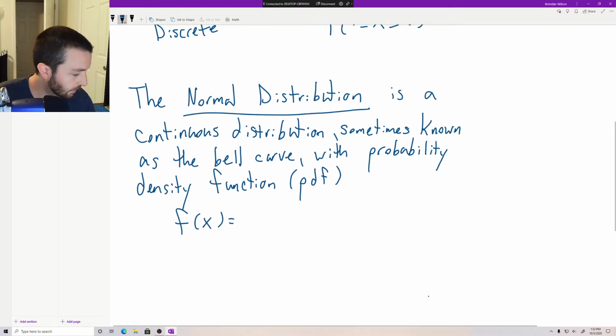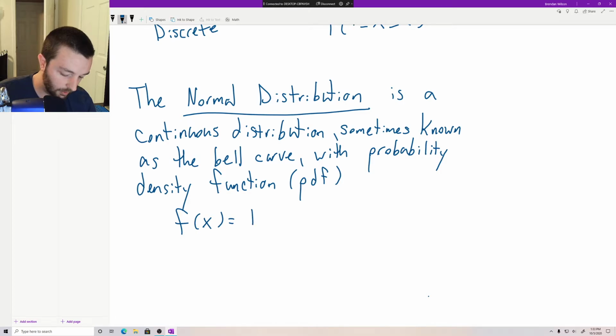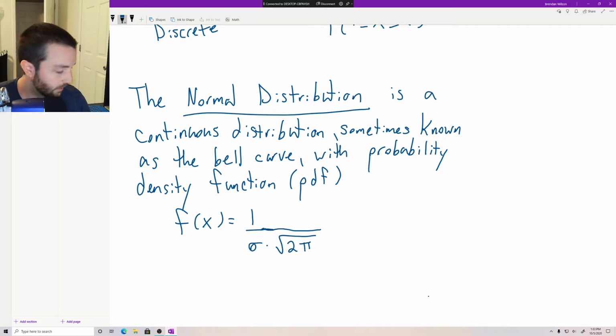Okay. With the probability density function, 1 over sigma, where sigma is the standard deviation, divided by the square root of 2 times pi. Okay, so it's complicated, so really don't worry about memorizing this or knowing what it is or anything.